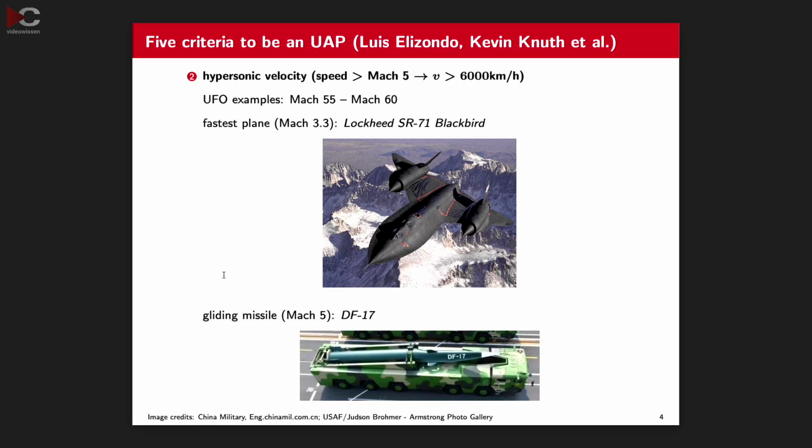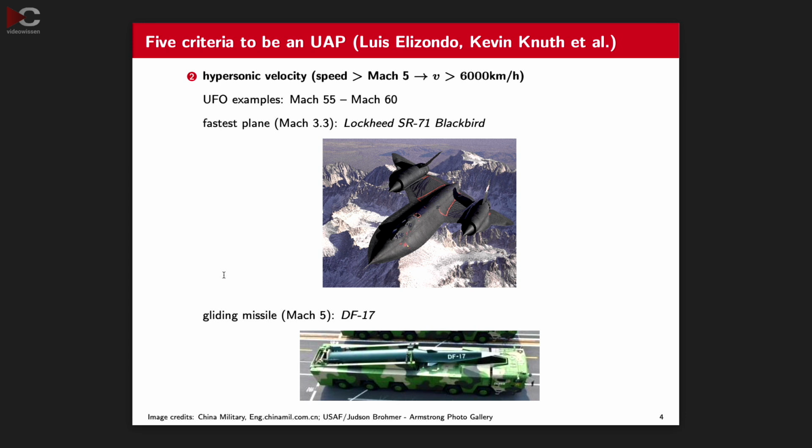Now let's come to the second criterion to be a very likely candidate for extraterrestrial UFO. It's hypersonic velocities. To just remind you briefly, hypersonic velocities are those speeds which exceed 5 times the speed of sound in the medium in which we are traveling. More or less, this amounts to speeds of over 6,000 kilometers per hour in air. The UFOs that we have recorded so far can actually have 55 to 60 times the speed of sound as we have observed them.